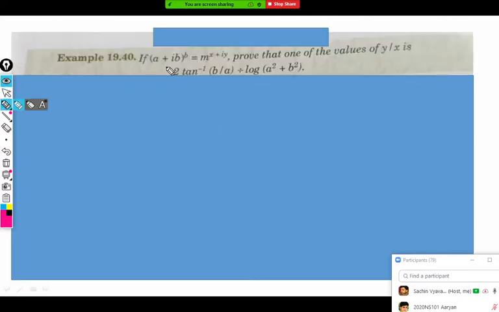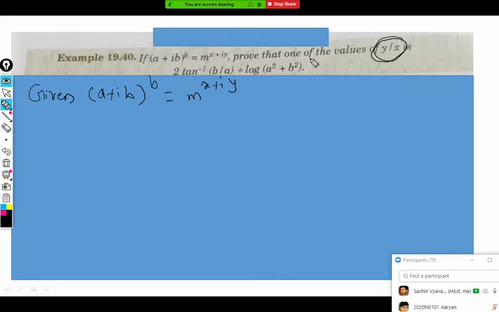So the question looks very complicated. See how it looks. (a plus ib) raised to b is equal to m raised to (x plus iy), and then we have to find out the value of y by x. Looks very complicated, but when you start, you will feel that these examples are really simple. So I will start like this. Given (a plus ib) raised to b is equal to m raised to (x plus iy). We have to find out the values of x and y. Once we get values of x and y, then we can find out y by x. We have to show y by x is this one.